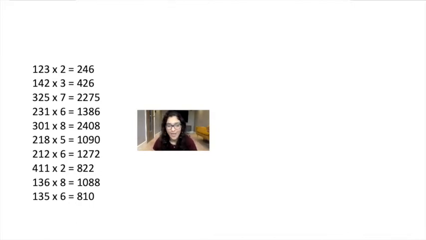218 times 5 equals 1,090. 212 times 6 equals 1,272. 411 times 2 equals 822. 136 times 8 equals 1,088. And lastly, 135 times 6 equals 810. So go on ahead and mark your answers, and well done if you got them all correct.